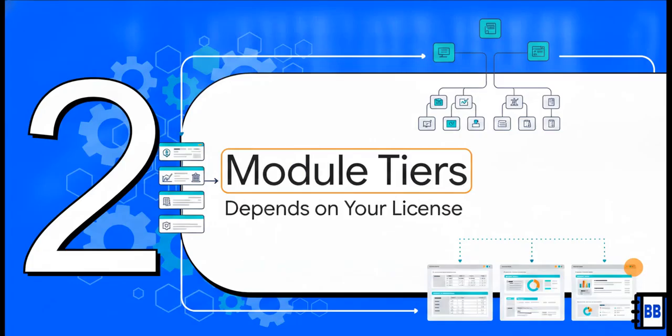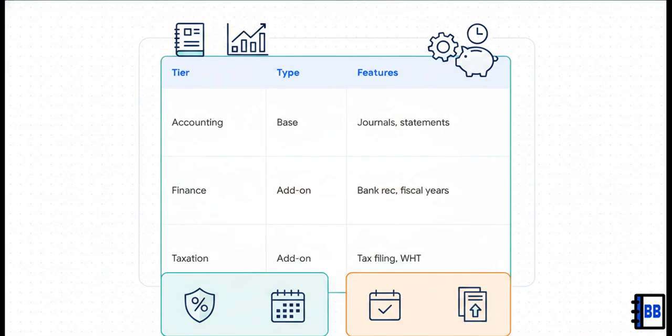Moving on to Section 2, understanding module tiers, because what you actually see depends heavily on your license. Biznsbook brilliantly organizes its finance capabilities across 3 distinct tiers, so you really only have to deal with what you actually need. First, you have the base accounting module for your core ledgers and statements. Then there's the finance management add-on, and that introduces fiscal years and bank reconciliation. Finally, a dedicated taxation add-on acts as your total compliance center for things like tax authorities and withholding tax.